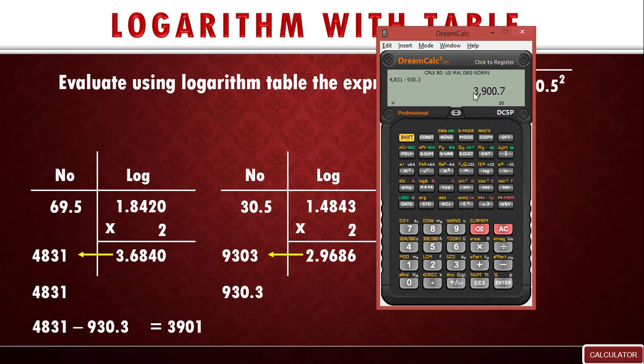That's going to give us 3900.7. Since we are permitted to have only 4 figures, all we need to do is to approximate this 7 to this 0, the last 0. This last 0 is the 4th digit, so we are permitted to have only 4 digits. That's the reason why we approximate to this 0, and this 0 becomes 1. That's why we have 3901.